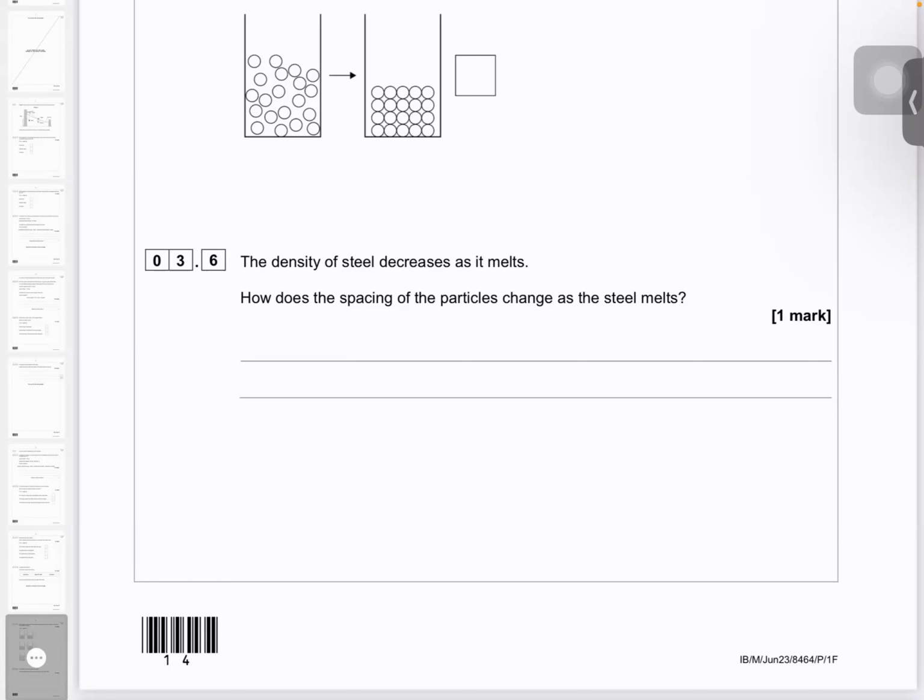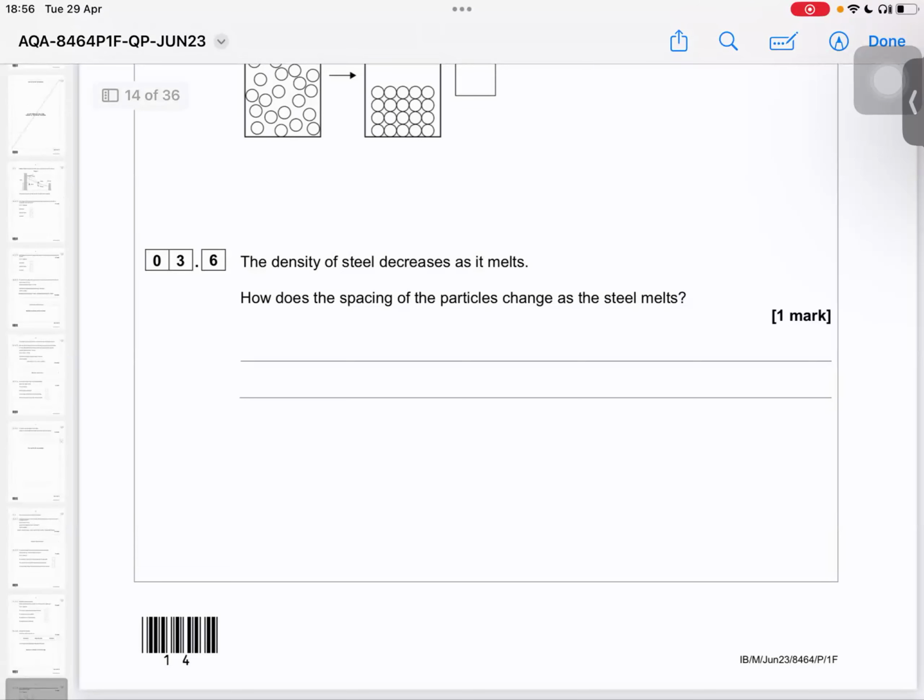What that means is that if mass doesn't change, but we are told here that density decreases, then it's obvious that what is in the denominator on the right-hand side of D equals M over V, remember, V is in the denominator. Since M does not change, that means that V must increase for D to decrease.